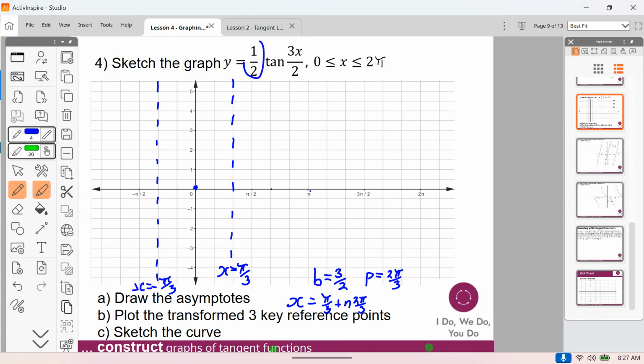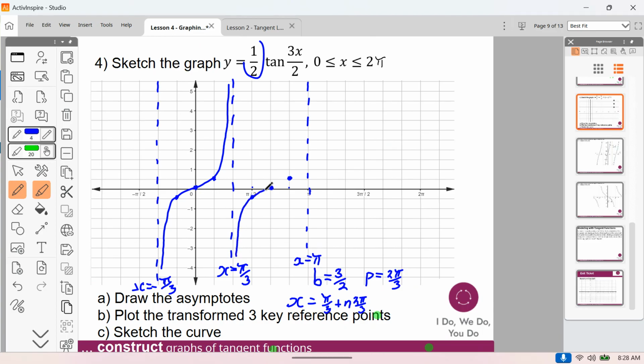Our vertical dilation is a half, so the key characteristic points are here, here, and here. Goes through these points. Then we can sketch it. So the next asymptote is at 2. We have to count 2 pi over 3, so we need 4. 1, 2, 3, 4 scale marks. Here's the next one. This is x equals pi. There's the center. Those are the 2 characteristic points.